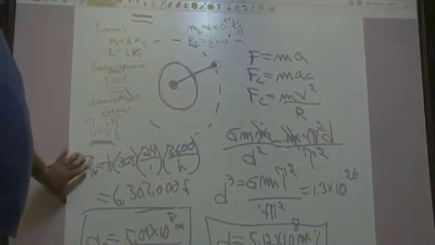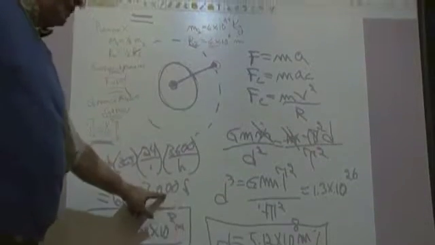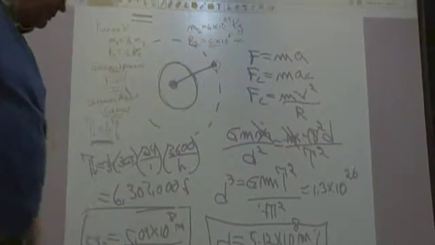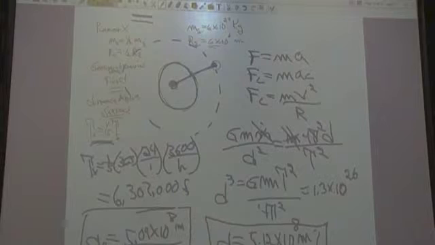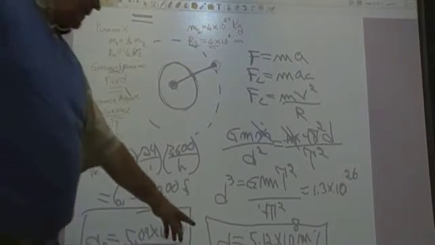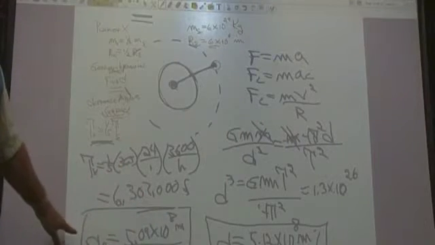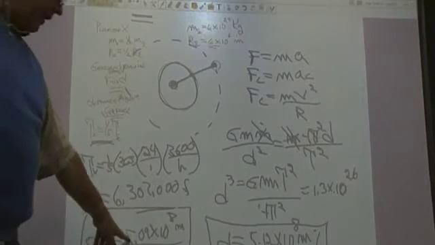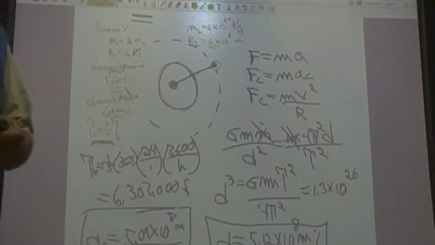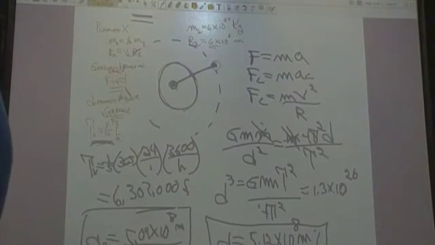And the period, make sure you change years to seconds, because in the MKS system we only use seconds. So if I did the math right, you should get a distance center to center of 5.12 times 10 to the 8 meters, and a distance above surface of 5.09 times 10 to the 8 meters. Okay?